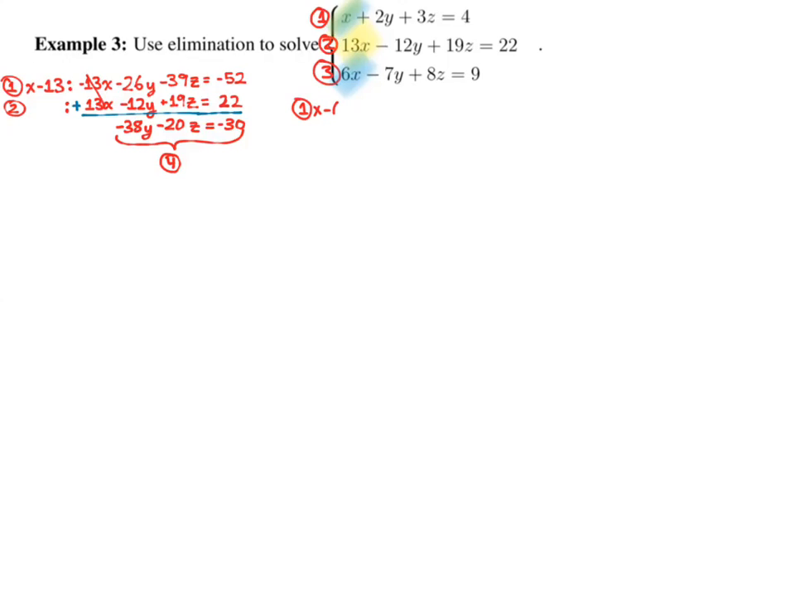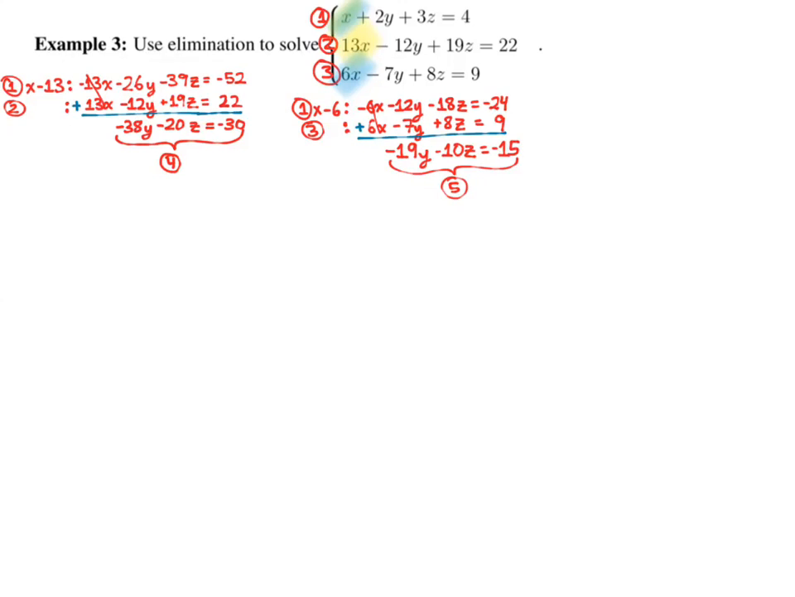So, the first equation is x plus 2y plus 3z. It needs to be multiplied by negative 6. So negative 6x minus 12y minus 18z equals negative 24. The third equation, 6x minus 7y plus 8z equals 9. Ready to add them together and say goodbye to our x's. So we have negative 19y minus 10z equals negative 15. Yay, and you could call this one equation 5.